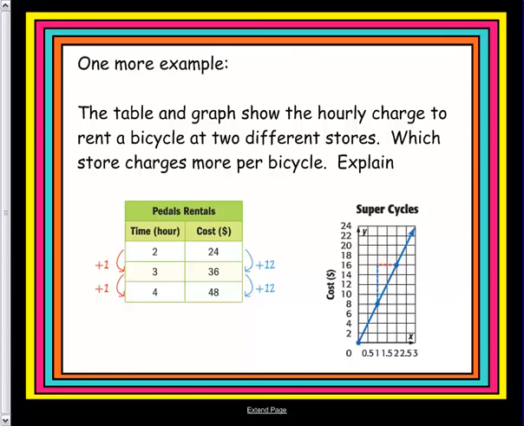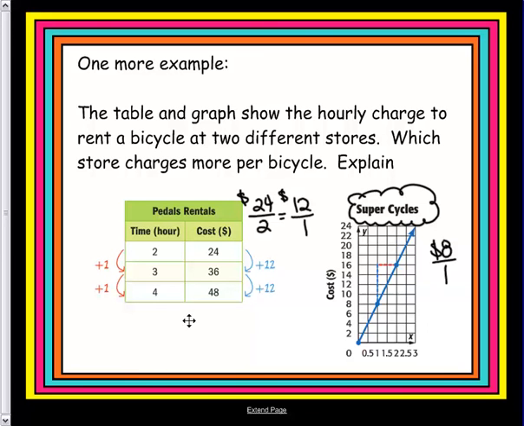Let's look at another example. The table and graph show the hourly charge to rent a bicycle at 2 different stores. When we did this in class, we came up with Super Cycles as being, for every 1 hour, it's costing us $8. So $8 for 1 hour. While Pedals Rentals, if we took $24 over 2, it was costing us $12 per hour. So we know that Super Cycles is the better of the two.